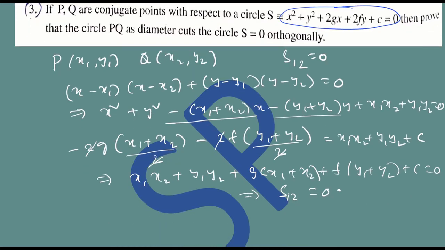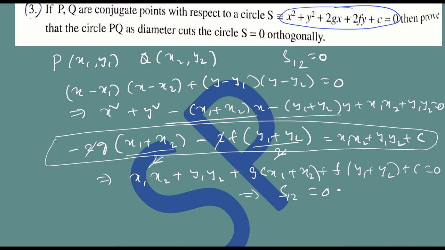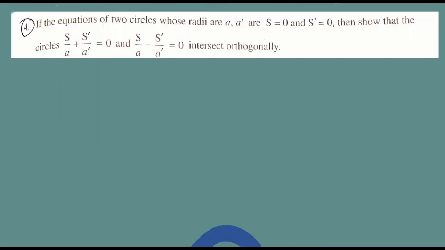Okay, so for this to happen, if we want to verify whether this is true, we got that this is true if and only if this is true, and we know that it is already true. Therefore, the condition is verified. Therefore, the circles are intersecting orthogonally.